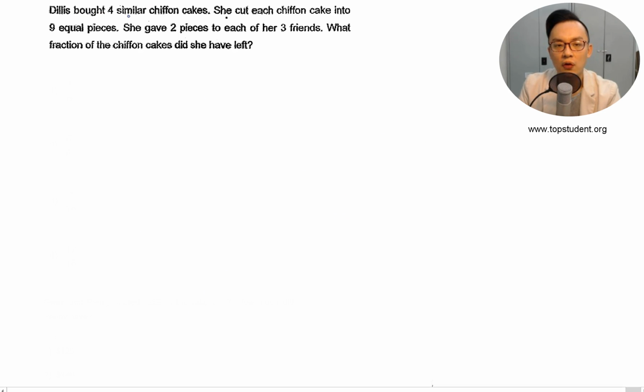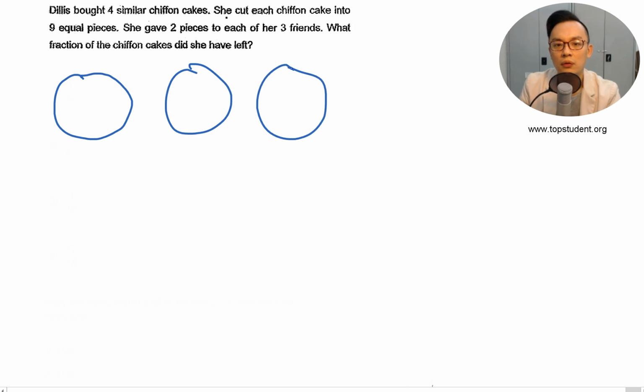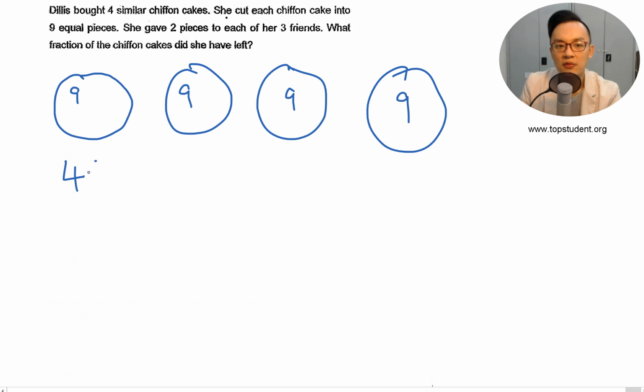Okay, this person bought 4 chiffon cakes. She cut each cake into 9 equal pieces. She gave 2 pieces to each of her 3 friends. What fraction did she have left? So 4 chiffon cakes, 1, 2, 3, 4. Each one got 9 pieces, 9 pieces, 9 pieces, 9 pieces. She gave 2 pieces to each of her 3 friends. So altogether, I have 4 chiffon cakes divided by 1/9.